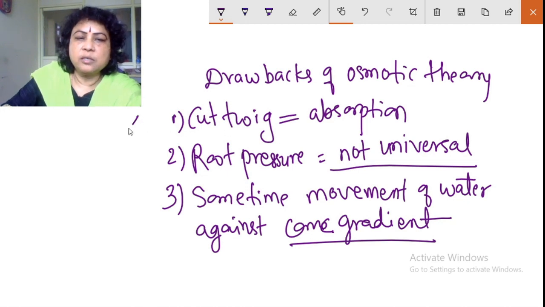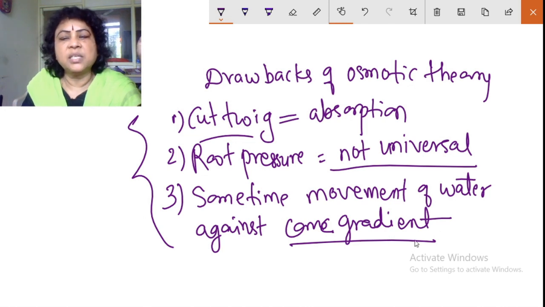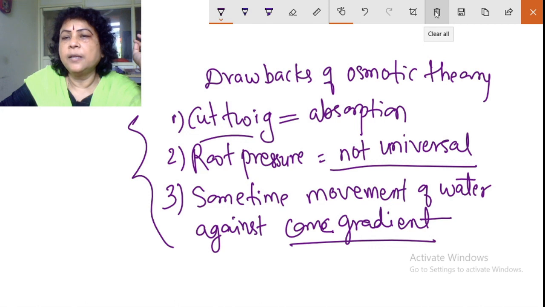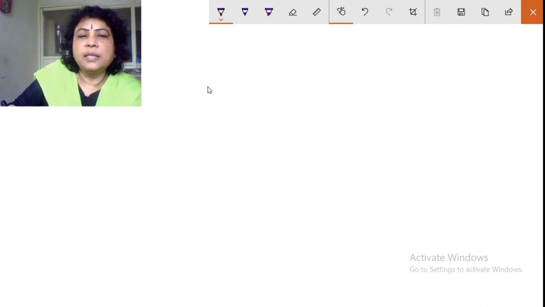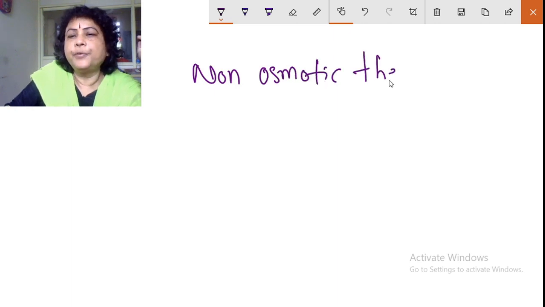So due to these drawbacks, that is, the cut twig also shows absorption, root pressure is not a universal phenomenon, sometimes in some angiosperms and gymnosperms root pressure is not developed, and sometimes the movement of water is against the concentration gradient, this theory is rejected. Now the next theory, that is the non-osmotic theory of absorption.